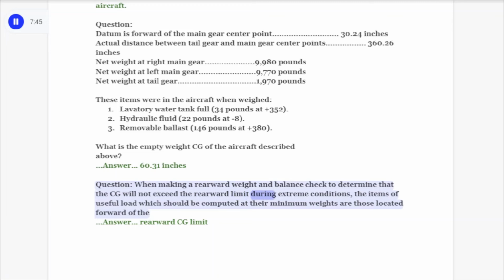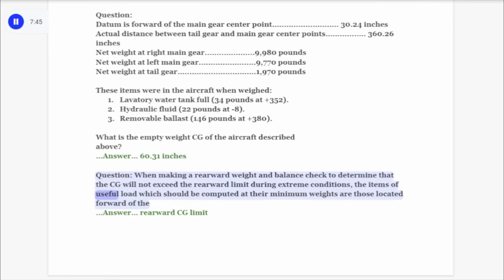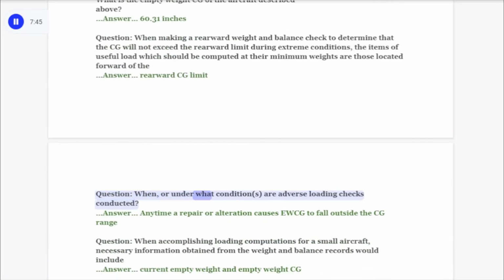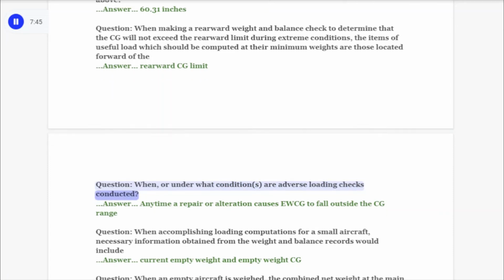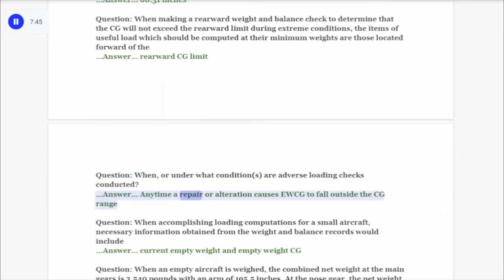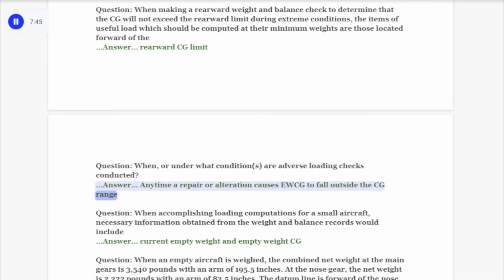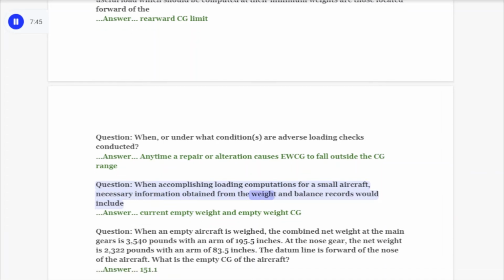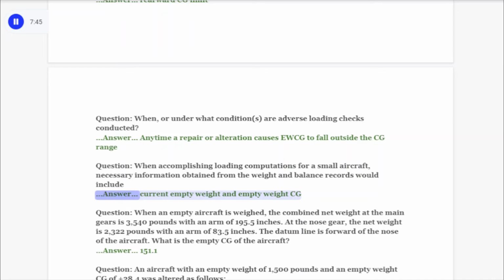Question. When making a rearward weight and balance check to determine that the CG will not exceed the rearward limit during extreme conditions, the items of useful load which should be computed at their minimum weights are those located forward of the. Answer. Rearward CG limit. Question. When, or under what conditions are adverse loading checks conducted? Answer. Any time a repair or alteration causes EWCG to fall outside the CG range. Question. When accomplishing loading computations for a small aircraft, necessary information obtained from the weight and balance records would include. Answer. Current empty weight and empty weight CG.